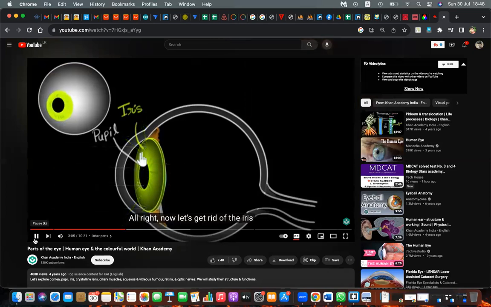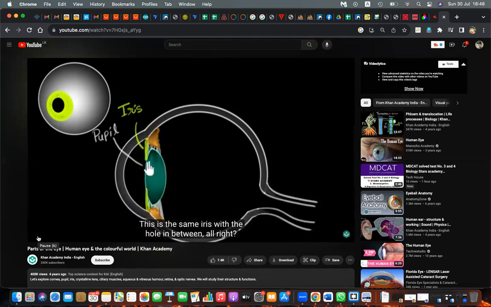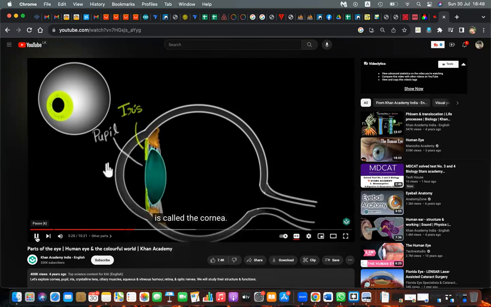All right, now let's get rid of the iris so that we can see the other parts of the eye. So now we are only seeing a section of the iris. It's the same iris with the hole in between. All right, so let's look at the other parts. This bulged part of the eye, which is in front, is called the cornea.